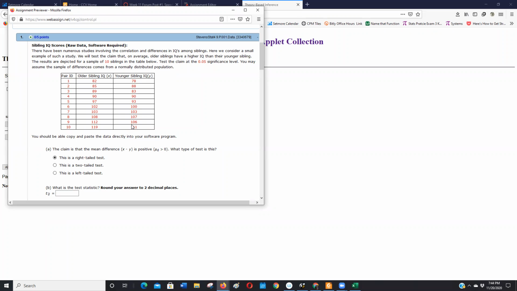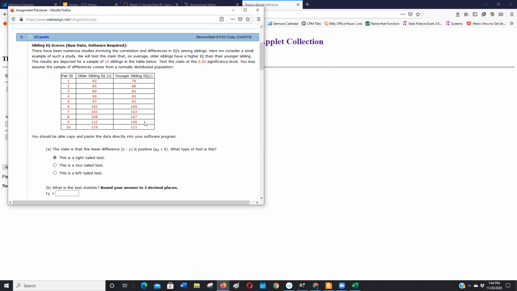This is a matched pairs or a paired difference test because maybe the families have something in common. So that's why they're matched. They match the older to the younger. So what we're interested in is the difference, and we kind of know this is the paired difference test because they tell us mu sub d.